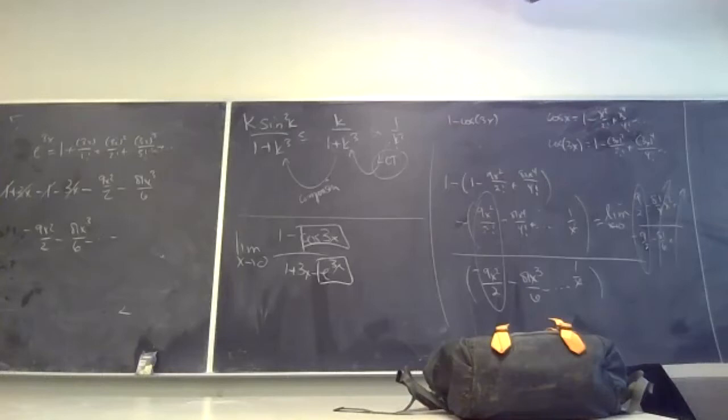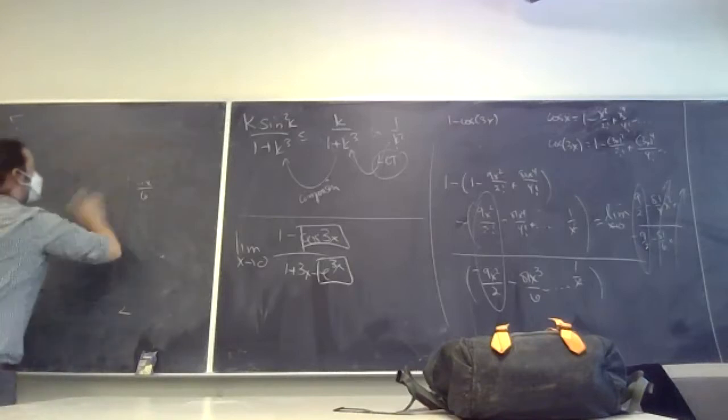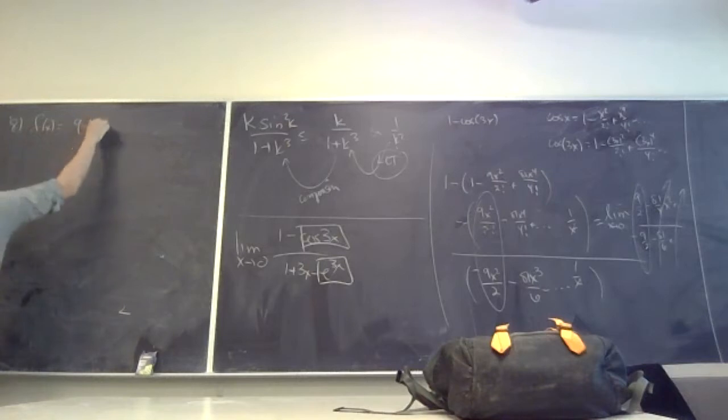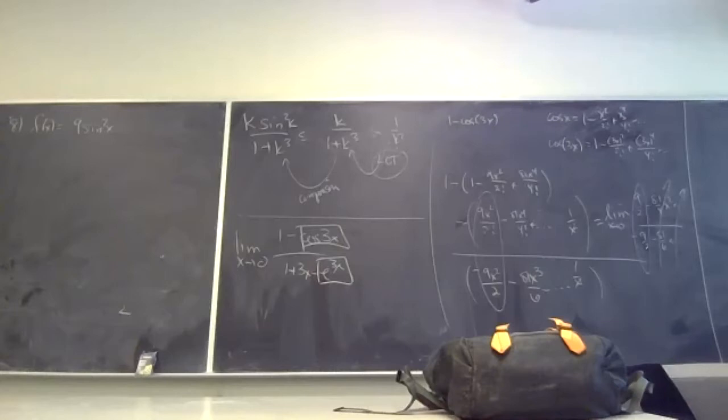What else? Number 8 was f of x equals 9 times the base of x, and then I wanted to turn that into 9 times 1/2 of 1 minus cosine 2x. So I got to the sigma notation, turning cosine of 2x into that. But I didn't know how to put in the 9 over 2.